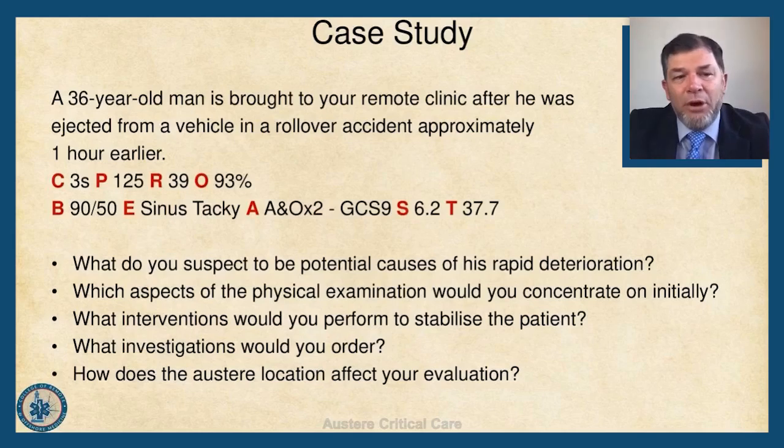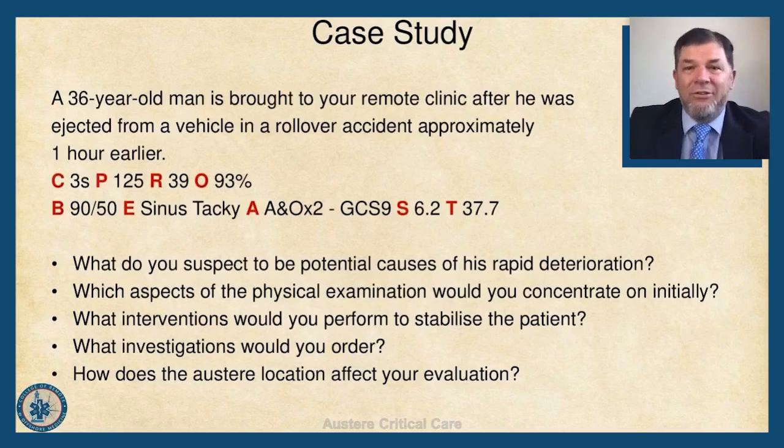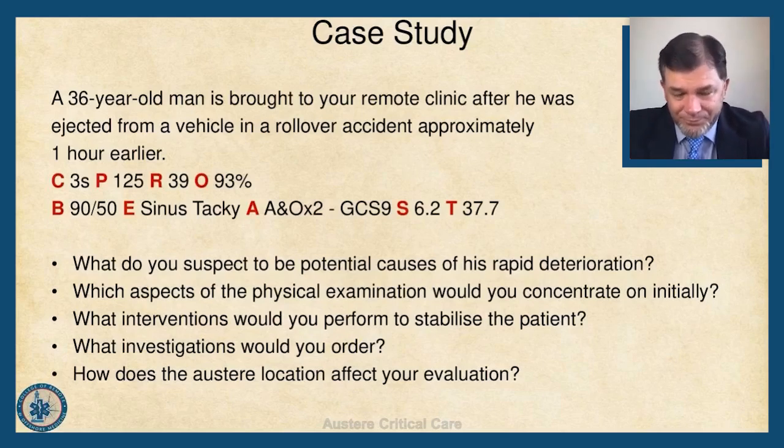So B, blood pressure, is 90 over 50. So that's a red flag. Anything under 100. So your ECG, because its pulse rate is so high, even though it's a normal sinus rhythm, it's not normal. It's fast. So we call it tachy sinus or sinus tachy.